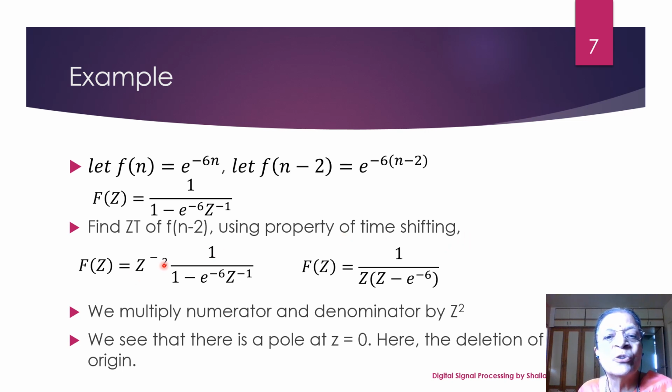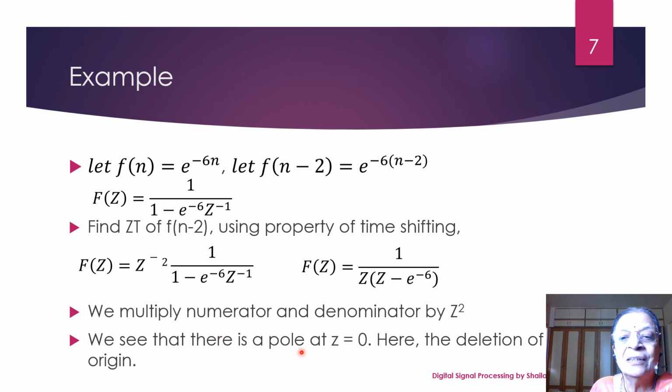It will be z raised to minus 2, because 2 is the amount by which we are shifting the input sequence. So z raised to minus 2 into F(z), so 1 upon 1 minus e raised to minus z, z inverse. So what will be the effective F(z)? This z raised to minus 2, if we take it in the denominator, it will be z raised to plus 2, and when I multiply by z raised to plus 2, if I take z as the common factor out, I will have z minus e raised to minus 6 in the denominator. So we have to multiply the numerator as well as the denominator by z square.